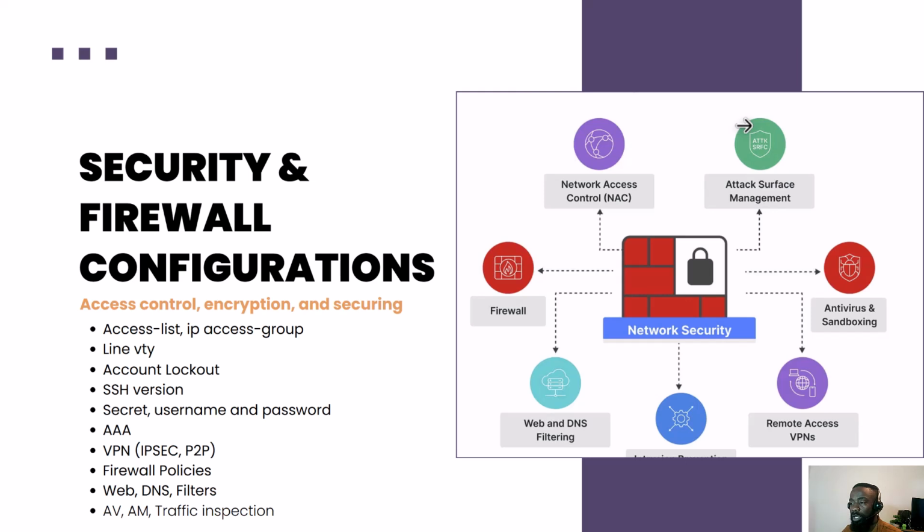SSH as well. You need to know what version is secure and what version is insecure. Secrets, usernames, passwords, AAA, VPN, IPsec, and P2P VPN, be it IPsec or point-to-point, right? And another one is firewall policies that determine where traffic is coming from and where that traffic is going to, right? Then you also have the DNS and web filters that help filter DNS traffic and web traffic into or out of your network. And then antivirus, anti-malware, and traffic inspection.